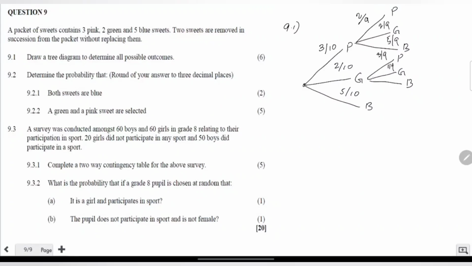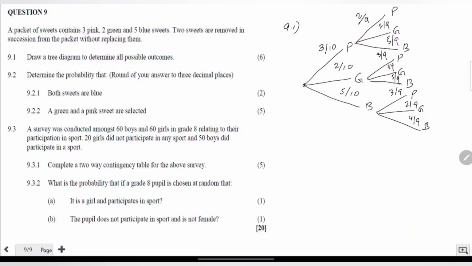Then blue, still all of them are there because first one was green. So blue, how many? 5 over 9. Is it correct? 3 plus 1 plus 5 is going to be 9. Okay, it's correct. Alright, now another possibility is, what if first one is blue, then second one can be pink, green, blue. Second one pink is 3 over 9. Still sample space is 9. Don't write 10 there. First one is blue, second one green is 2 over 9. Then first one blue, second one also blue, how many blues are left there? 4 over 9. Is it clear?